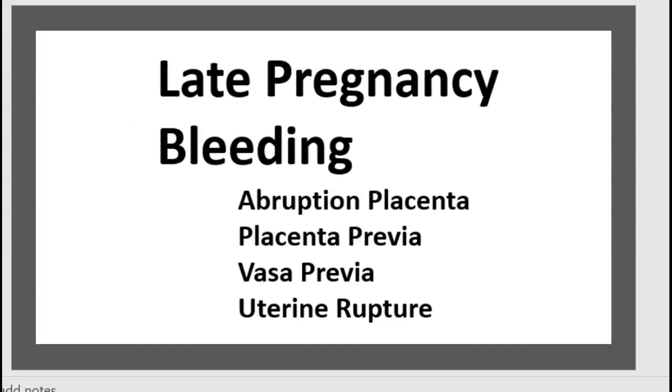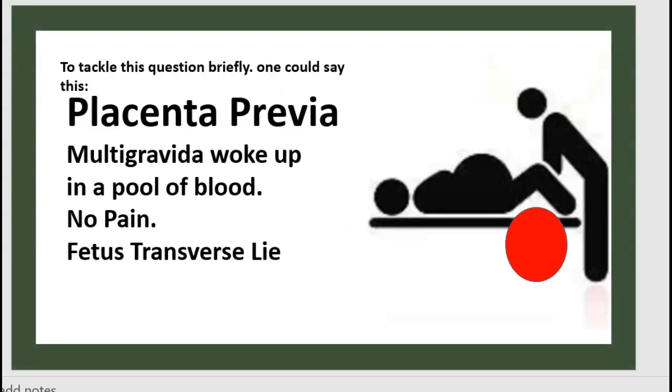Regarding late pregnancy bleeding, there are 4 chapters: Abruptio Placenta, Placenta Previa, Vasa Previa, and uterine rupture. If you want to tackle this question of Placenta Previa briefly, one could say it's a multigravida that wakes up in a pool of blood and no pain.